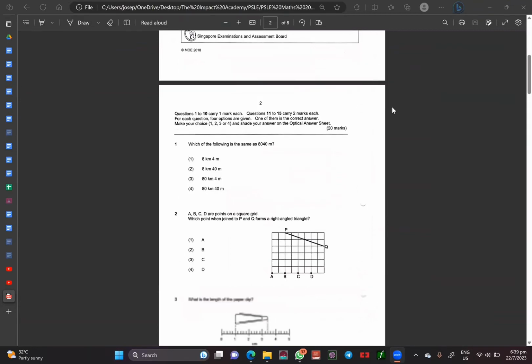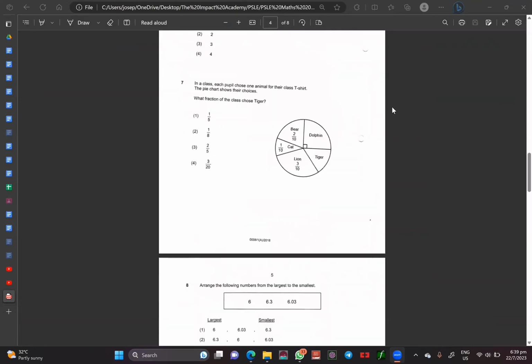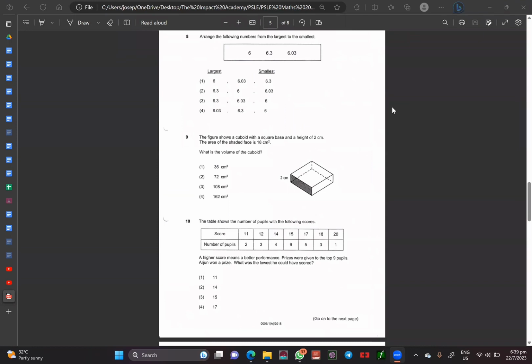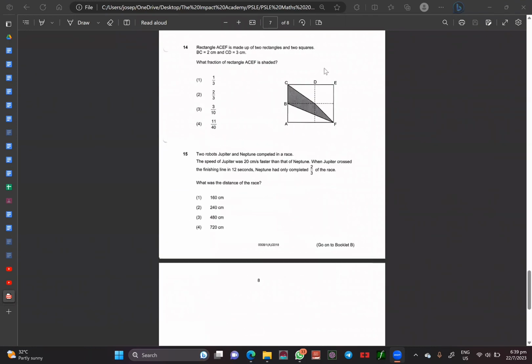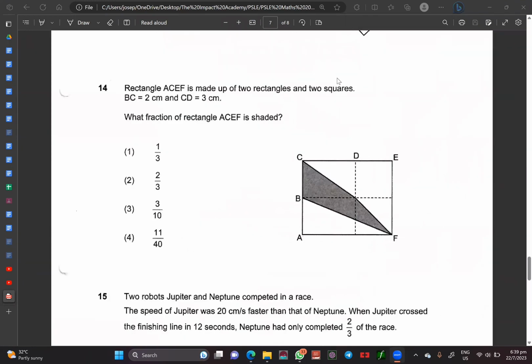Hi everyone, today we are looking at the PSLE 2018 paper. The first question that I want to look at is actually question number 14, because question number 14 seems like a difficult question.